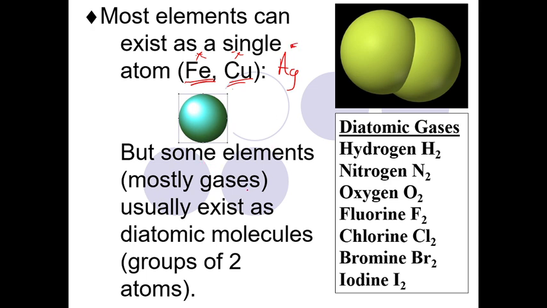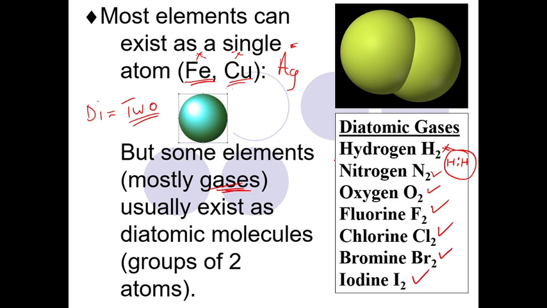Good. But some elements will exist as diatomic elements. Most of them are gases. Gases exist as diatomic. Remember the prefix: di means two. So they exist in pairs, but they are still the same type of atom. So that is still an element. A list of them is here. Hydrogen exists as two hydrogens bonded together. That is still an element. And then nitrogen as well, oxygen, fluorine, chlorine, bromine, and iodine.